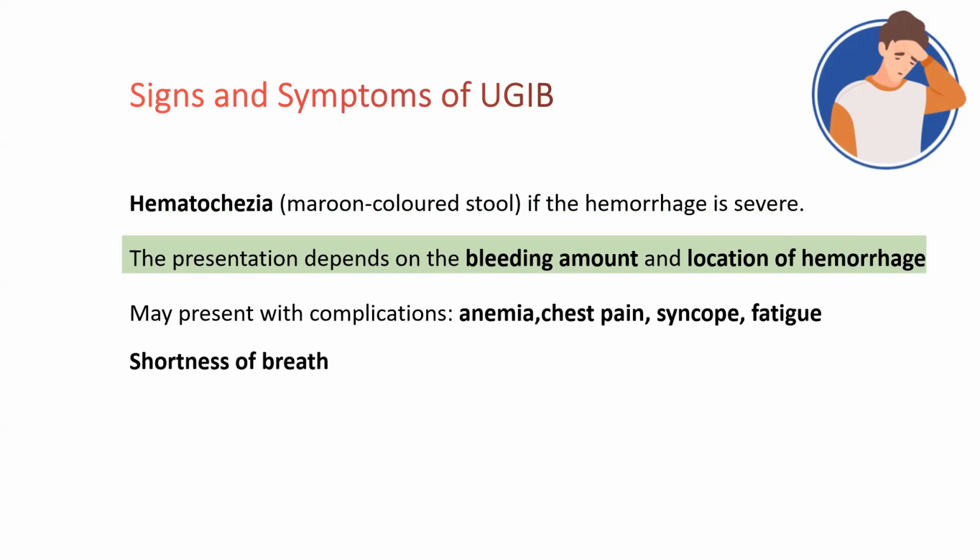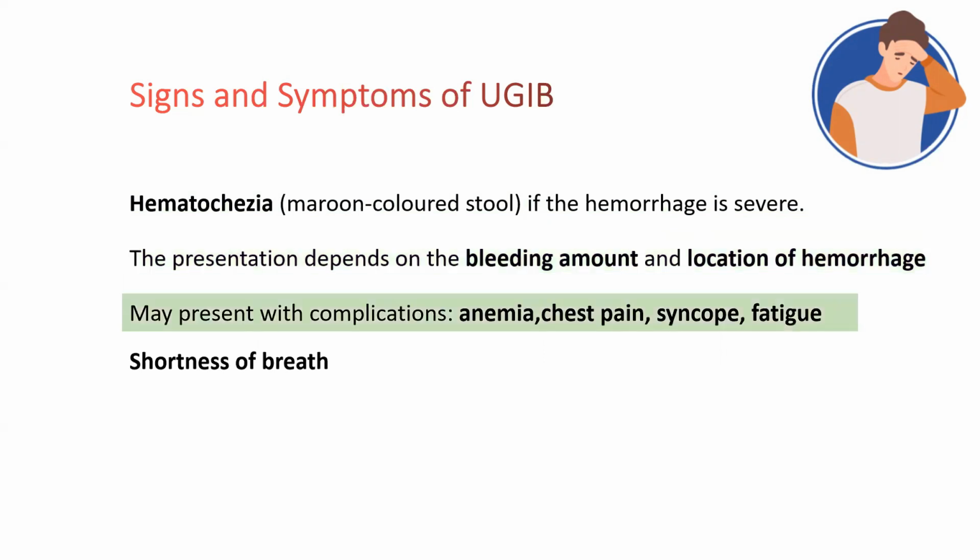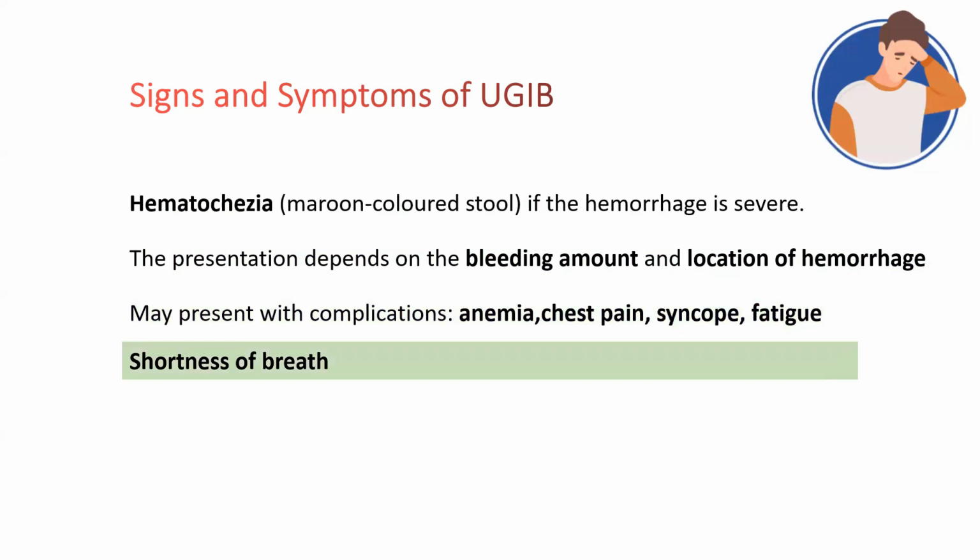That could be the main criteria that we should know about the presentations. And other complications of the GI bleeding could present as anemia, because the blood is lost, and chest pain because there is burning in the ulcers, and syncope and fatigue. At the end, we see that the patient may present with shortness of breath.